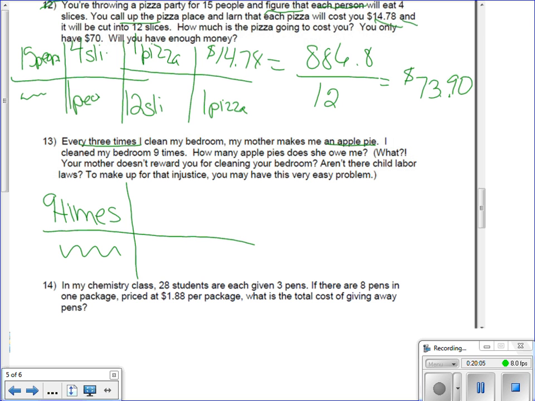What do we know about times? Well, for every 3 times, I get 1 apple pie. So since we have times on top, I'm going to put my 3 times on bottom. I'm going to put 1 pie on top. Our question says, how many pies does she owe me? We're trying to find pies. That's what we have. We have pies. So now we don't have to draw any more boxes. We can stop. So 9 times 1 divided by 3. Your mom owes you 3 apple pies for cleaning your room. What a wonderful mother.